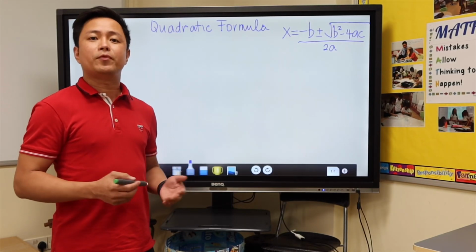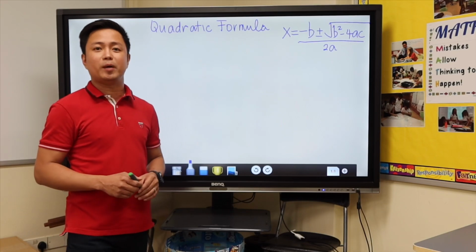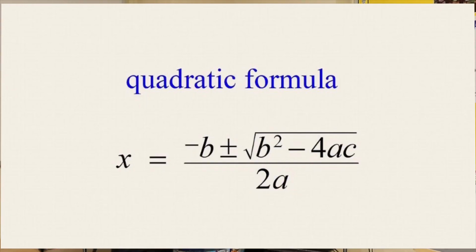Probably one of the top 5 commonly used formulas in mathematics is the quadratic formula, which is x is equal to negative b plus or minus square root of b squared minus 4ac all over 2a.